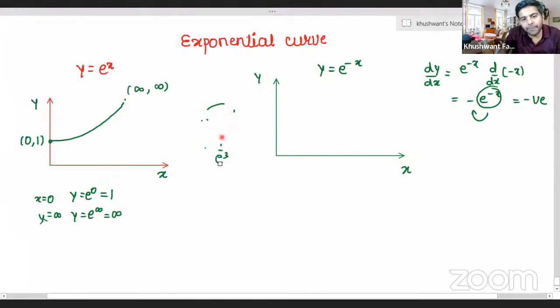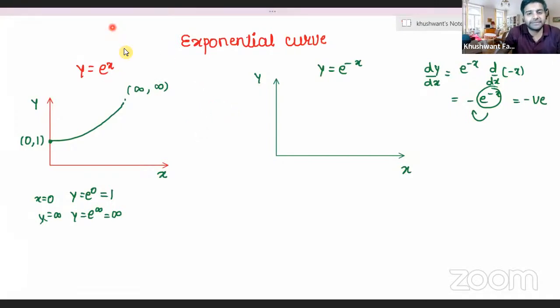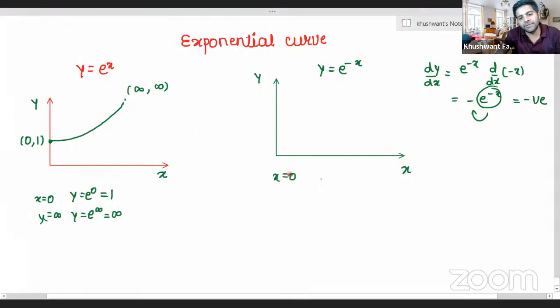So at x is equal to 0, Aanchal, what will be y for this curve? Yes, tell me. At x is equal to 0, what will be y? e power minus 0, which is equal to e power 0, which is equal to 1. This means this curve will also start at the same point where the previous one was starting, right? Which is 0, 1. Now, what about x is equal to infinity? Where will the curve go? y is equal to e power minus infinity. We can write this as 1 by e power infinity.